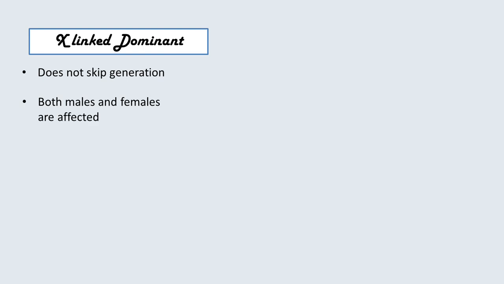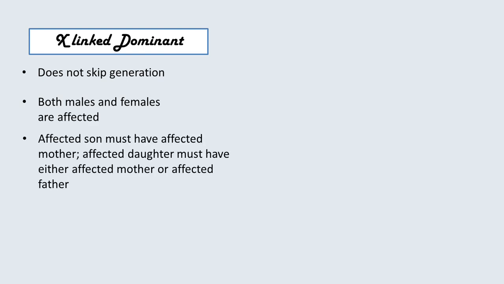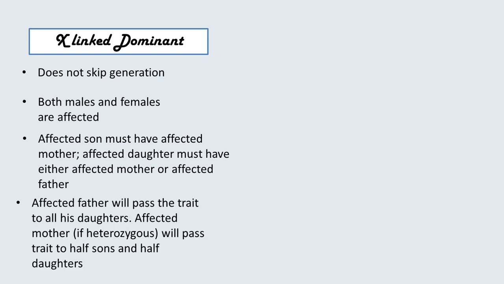So the next one we are having is the X-linked dominant. In the case of X-linked dominant, again, there is a common important aspect, that is there is no skipping of generation. Both males and females are equally affected. Generally, we see that an affected son must have an affected mother. But in the case of an affected daughter, she must have either an affected father or an affected mother. An affected father will transmit that particular trait to all of his daughters. Remember this, a very, very important point. An affected father will transmit that particular trait to all his daughters only.